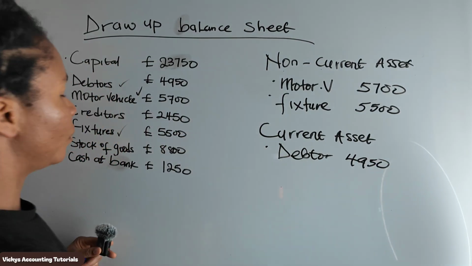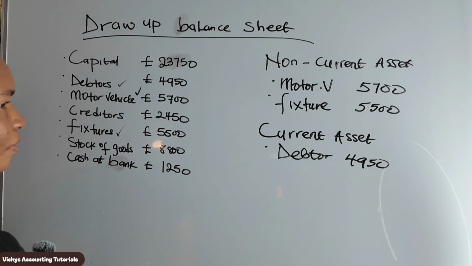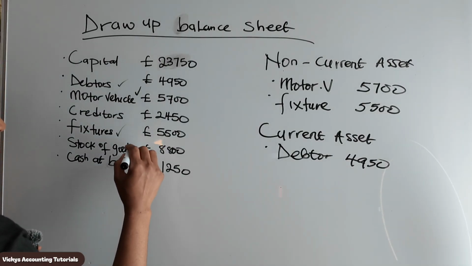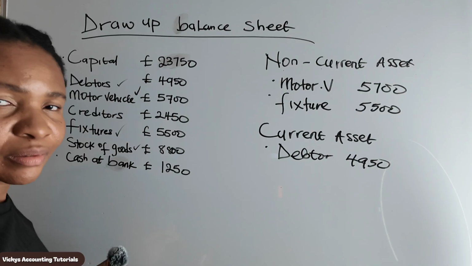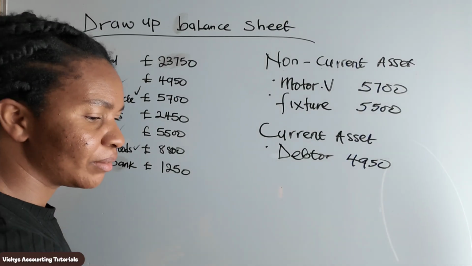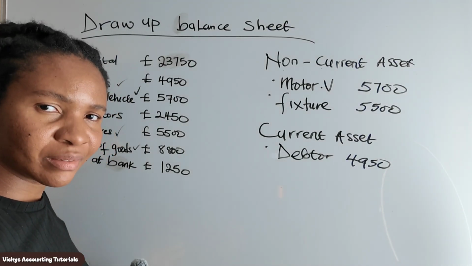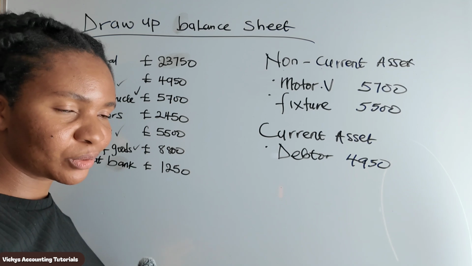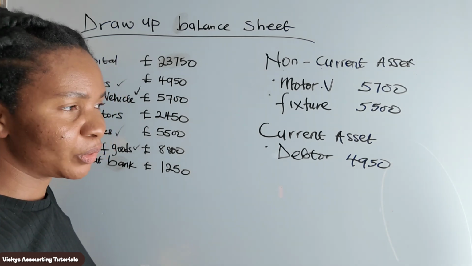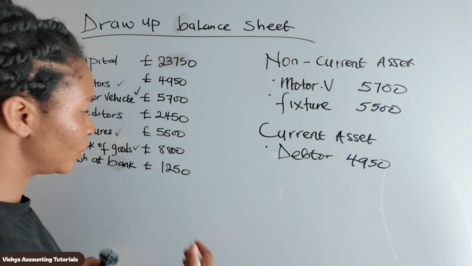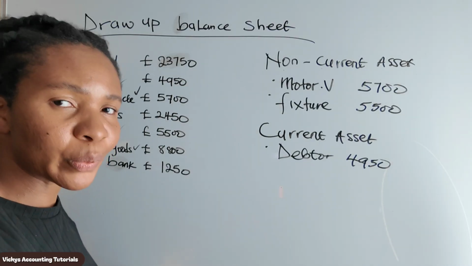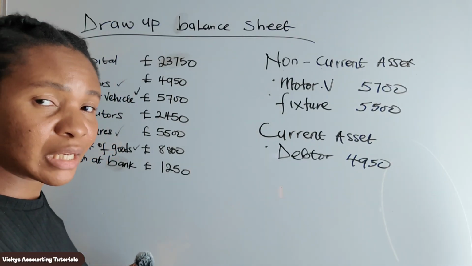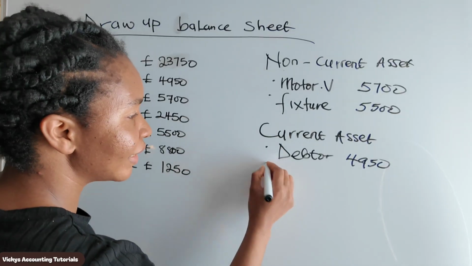4,950. What else do you think goes on the current asset? The next thing I can think of here is stock of goods. This can also be called inventories. These are where the money comes, right? These are the things you sell to your customers. It can also be called inventories, stock of goods, stocks, goods, or inventory, whichever name is given.